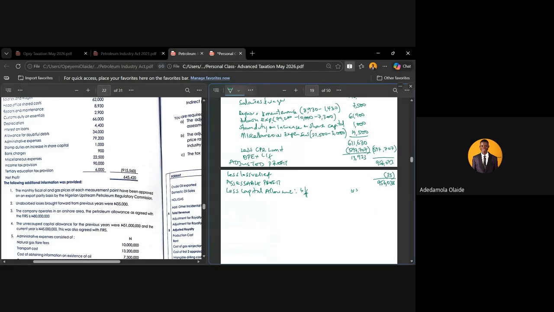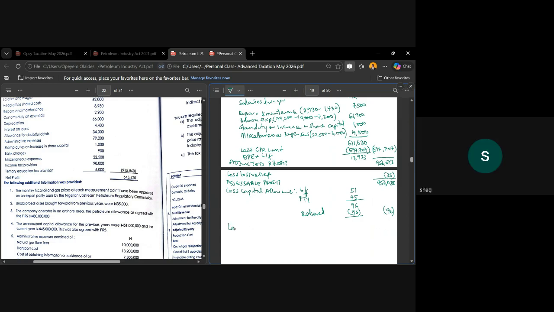Capital allowance brought forward is 51 million. For the year is 45 million. Why do we separate it from the body of the initial computation? I separated it because I want to calculate the total capital allowance. You can leave it there also.